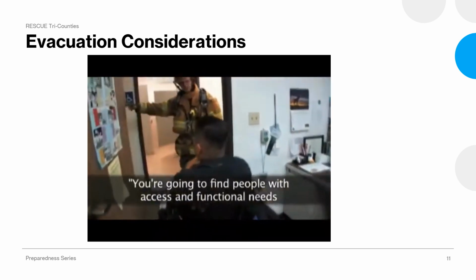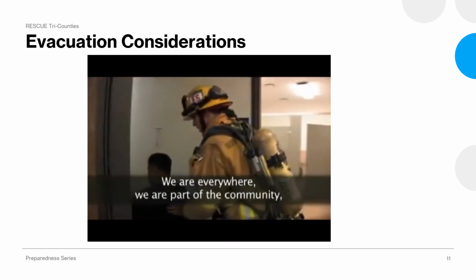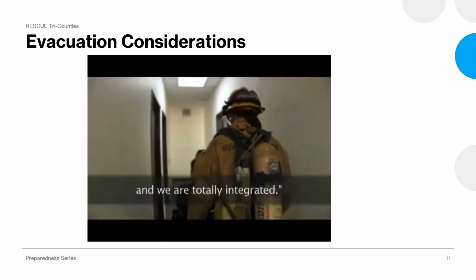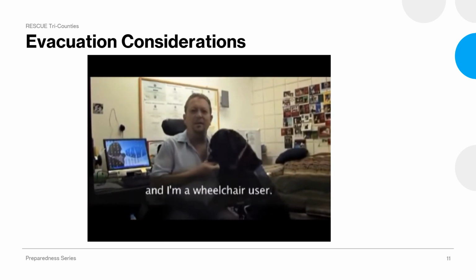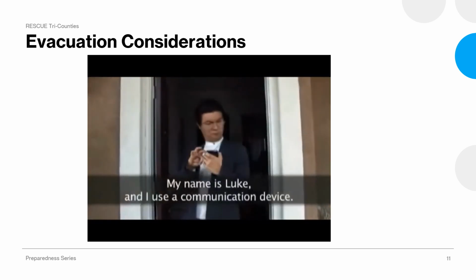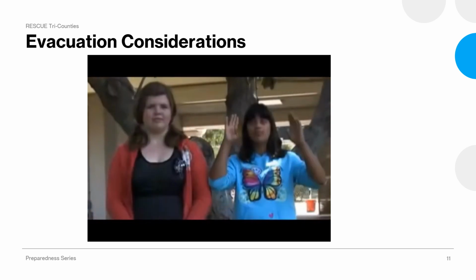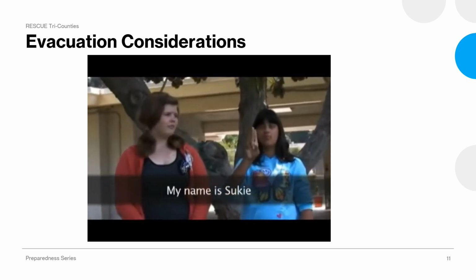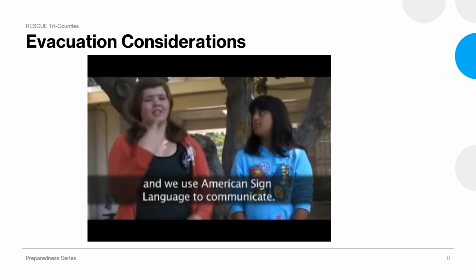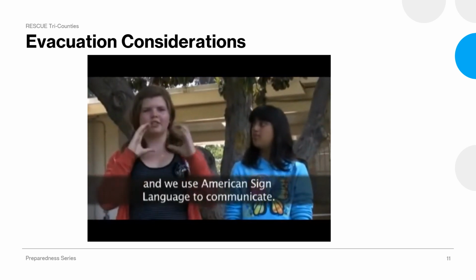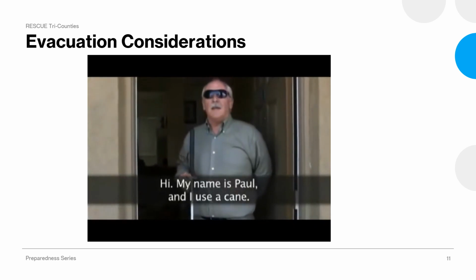You're going to find people with access and functional needs in your hood and my hood. We are everywhere. We're part of the community, and we are totally integrated. My name is David, and this is my service dog Hawk, and I'm a wheelchair user. My name is Luke, and I use a communication device. Hi, my name is Paul, and I use a cane.